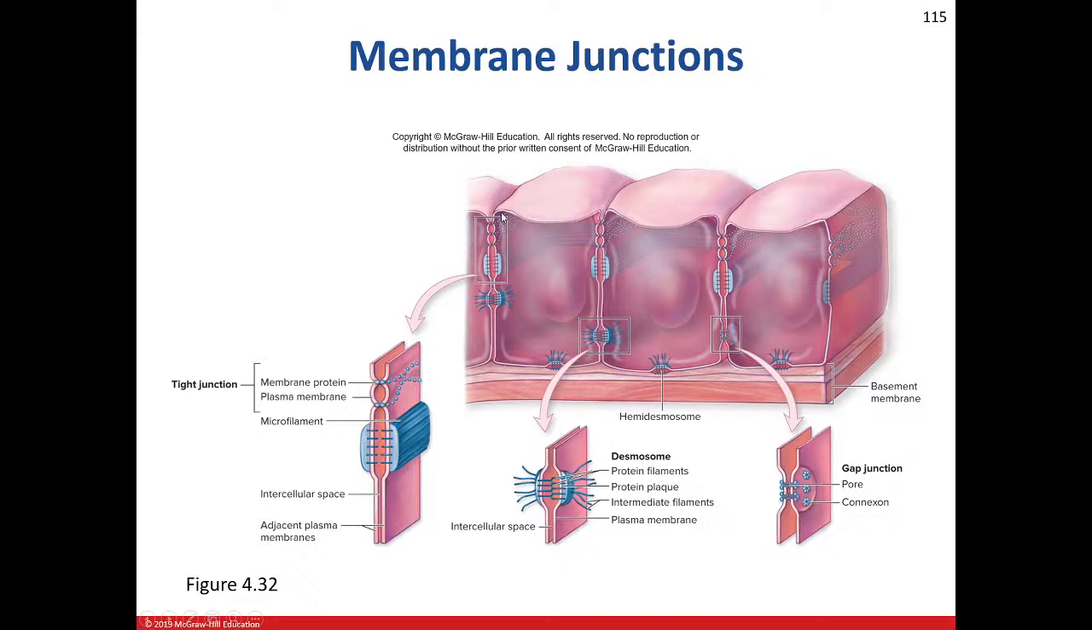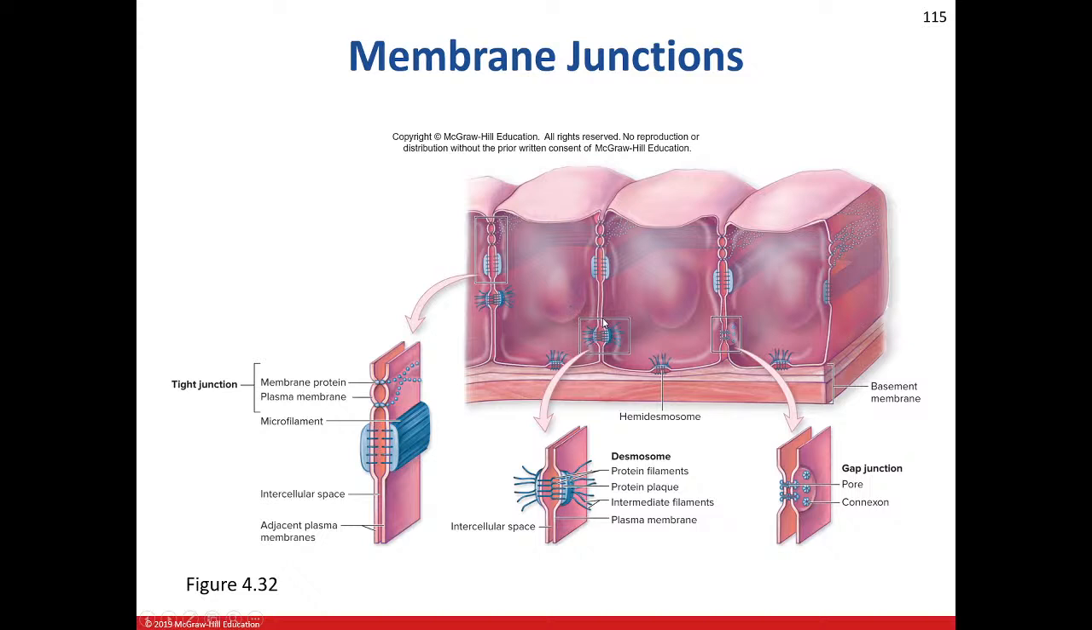Okay, they're holding two cells together, and we're just trying to block things from getting through. And those tight junctions, by the way, run the width or the length of the cell there. Again, the point is to prevent things from slipping by the cells. Then you have the desmosomes to the right of that.